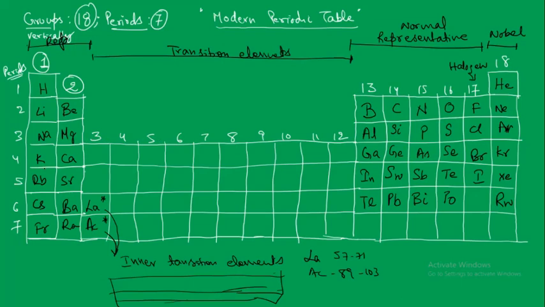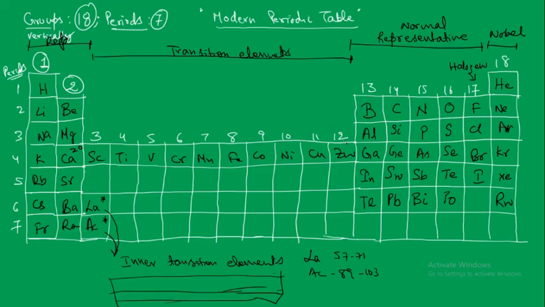But here in period number 4, we need to remember it period wise also. After calcium, what comes? Scandium, titanium, vanadium, chromium, manganese, iron, cobalt, nickel, copper, zinc. Okay, so calcium is atomic number 20 and zinc is atomic number 30. 10 groups are there here. In the transition elements, 10 groups are there.